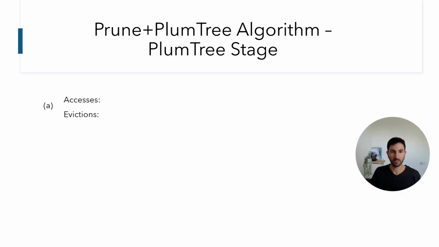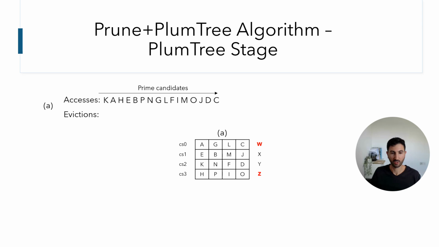So now I show a run demo of the PlumTree stage. First, we prime the candidates into the cache. Suppose we have the representative set W, X, Y, and Z. We take half of the representatives, for example, W and Z, and prime those addresses into the cache. The insertion of W and Z to the cache enforces the eviction of A and H outside the cache.